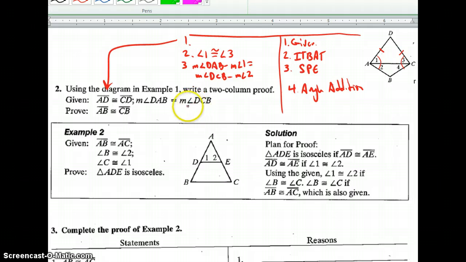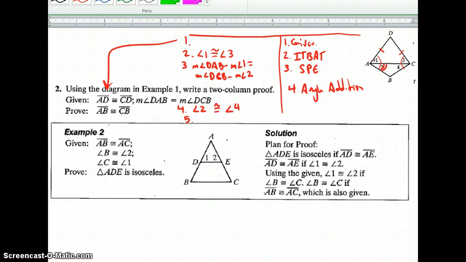DAB minus 1, can you see this over here, step 4. DAB minus 1 is really angle 2. And DCB minus 2, that's really angle 3. And that's the angle addition postulate. So really now I'm able to say that angle 2 is congruent to angle, what? Not 3, sorry, it's angle 4. That's really angle 4. How come things are jumping around on me? Angle 2 and angle 4 are congruent.